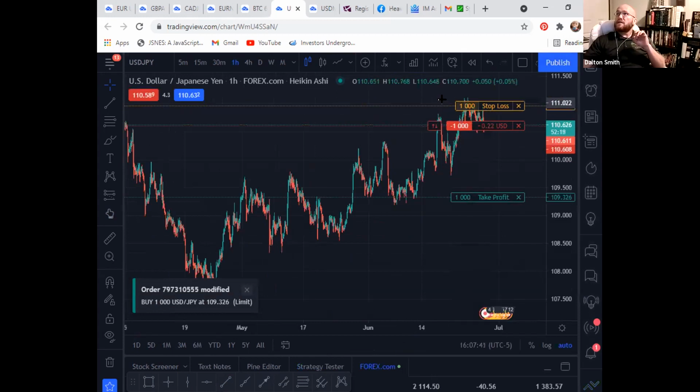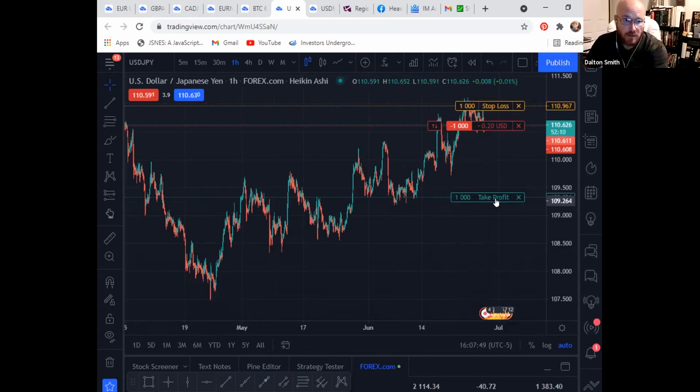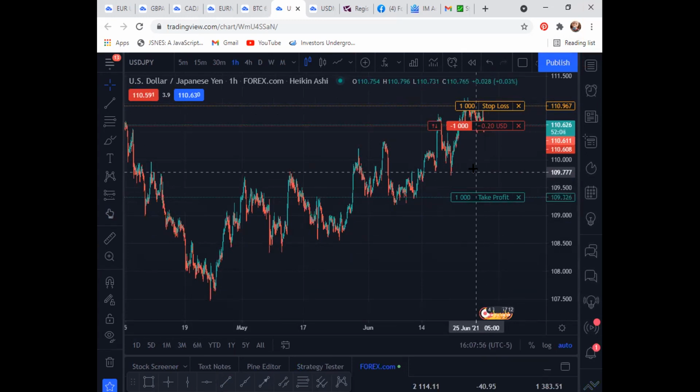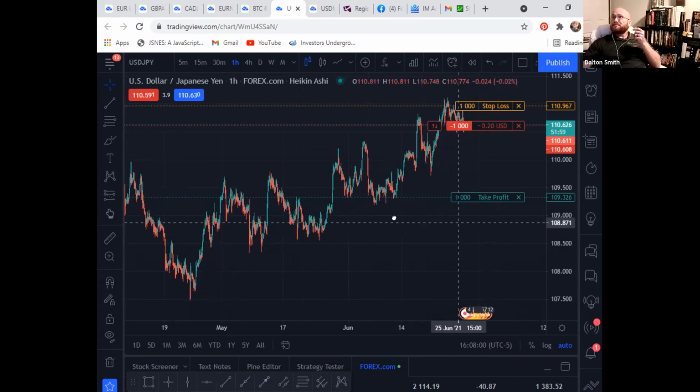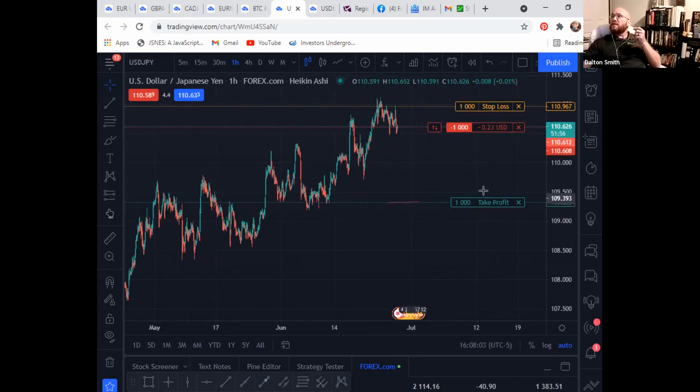If the trade goes up, it's going to get me out here to protect my account. If the trade goes down, it's going to take me out of the trade here to secure my earnings. And it's as easy as that. You can continuously move your stop loss down as much as you want. Yeah, there's even a trailing stop loss.